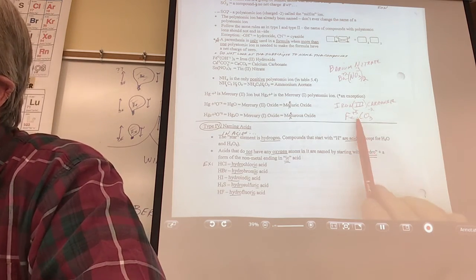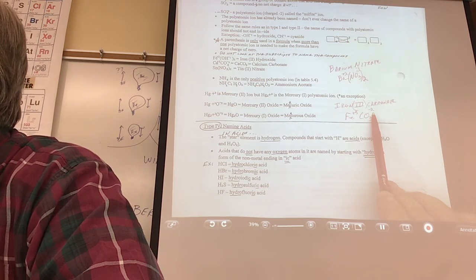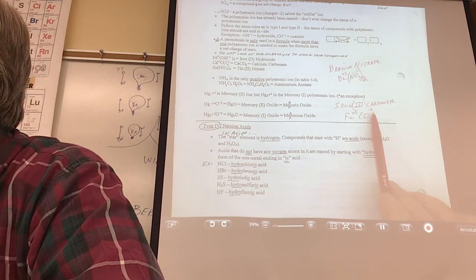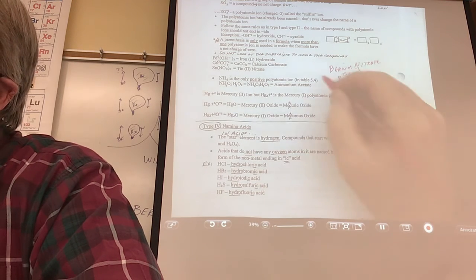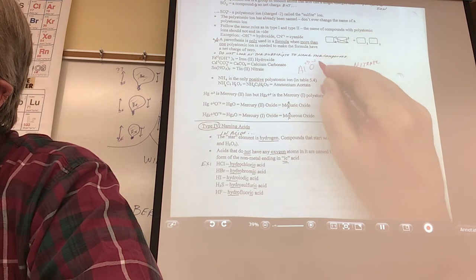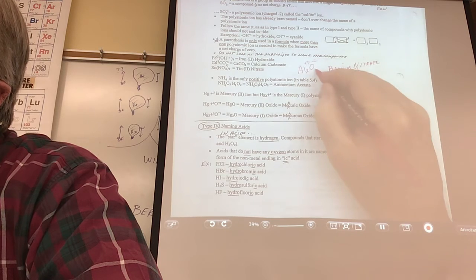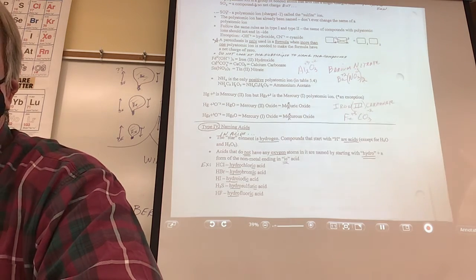Well, what are you going to do about something that's plus 3 over here and minus 2 over here? Remember we did that before? Remember a long time ago when we did aluminum oxide? Aluminum is plus 3 and oxygen is minus 2, and you said 2 times 3 is 6, the smallest number. Remember that? We're going to do the same thing.